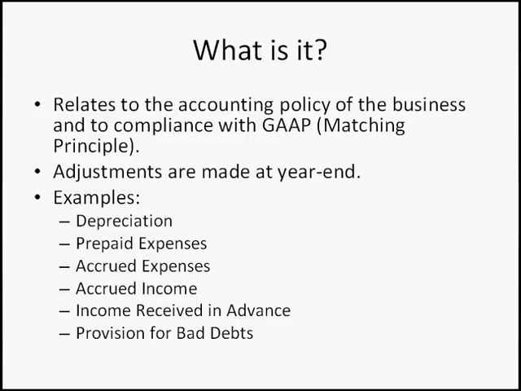Accrued income, same thing, income that you should have received but that you haven't received yet. Income received in advance, in other words, income that you've received which wasn't due to be paid to you yet, and then a provision for bad or doubtful debts. So let's look at each of these individually and what effect they would have on the accounting equation.